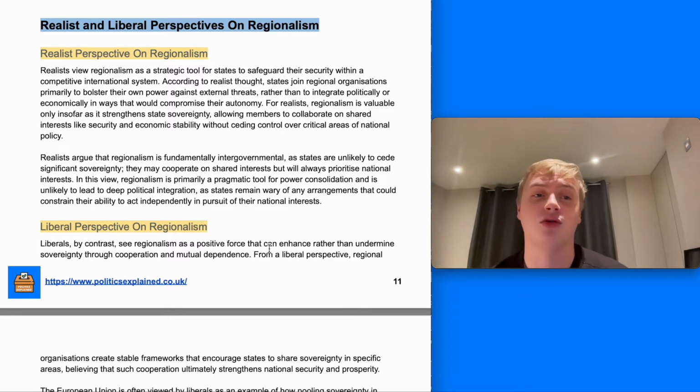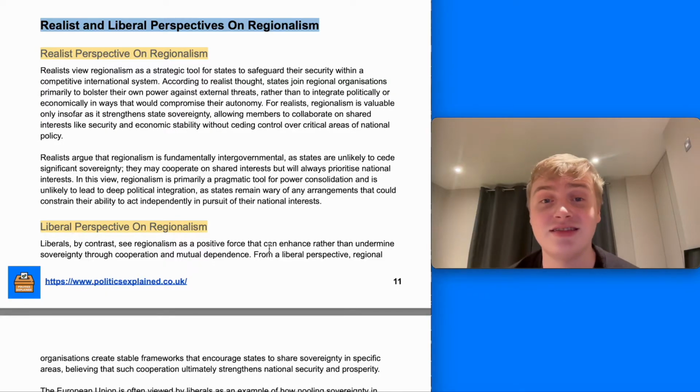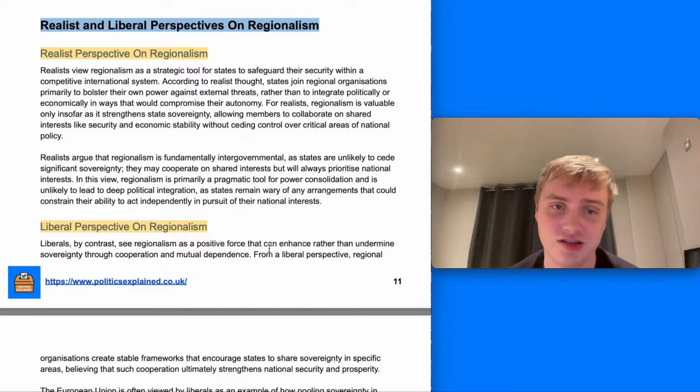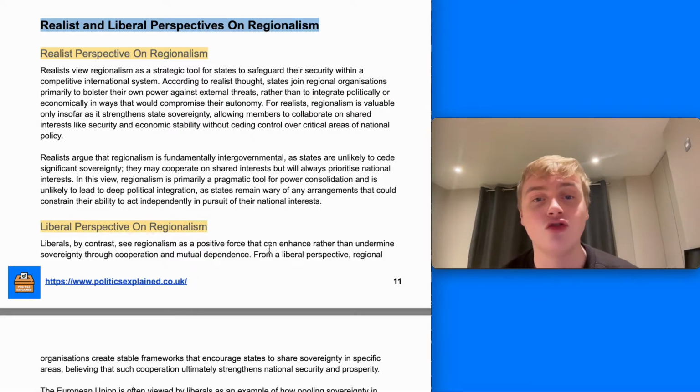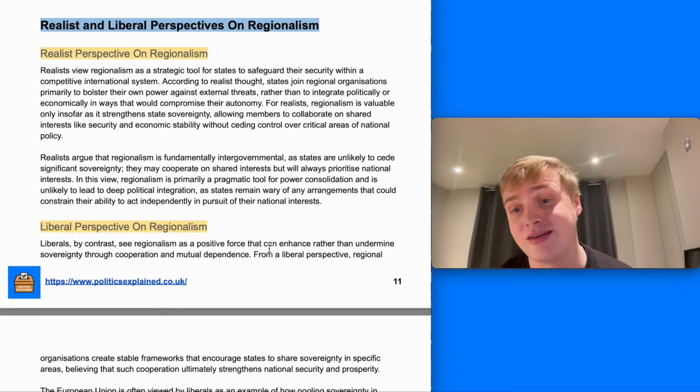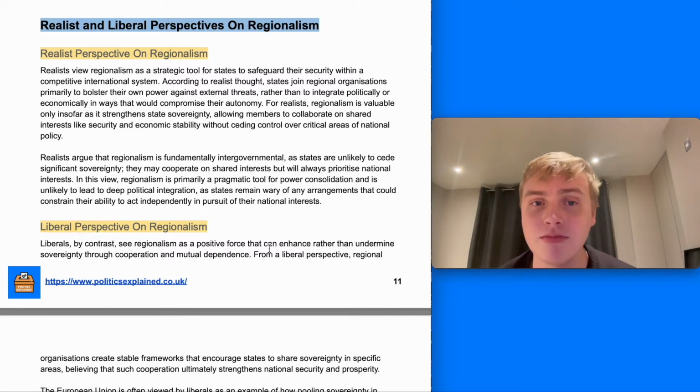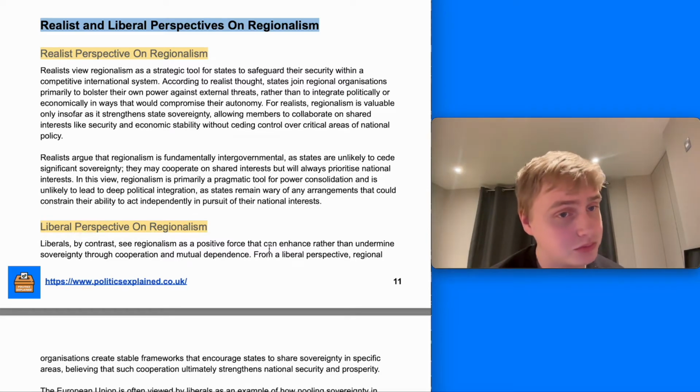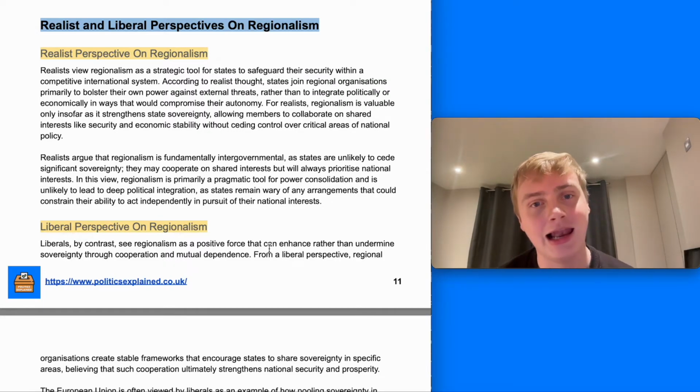So then, what's the realist perspective on regionalism? Realists ultimately view regionalism as a strategic tool for states to safeguard their security within a competitive international system. So for realists, states join regional organisations to bolster their own power against external threats, rather than with the ideals of integrating politically in ways that would compromise their autonomy, because realists also always emphasise that nations are the most important actor in global politics and are always motivated by protecting and maximising their own power. So therefore, for realists, regionalism is only valuable to a state if it strengthens their sovereignty, allowing members to collaborate on shared interests and have greater influence overall.